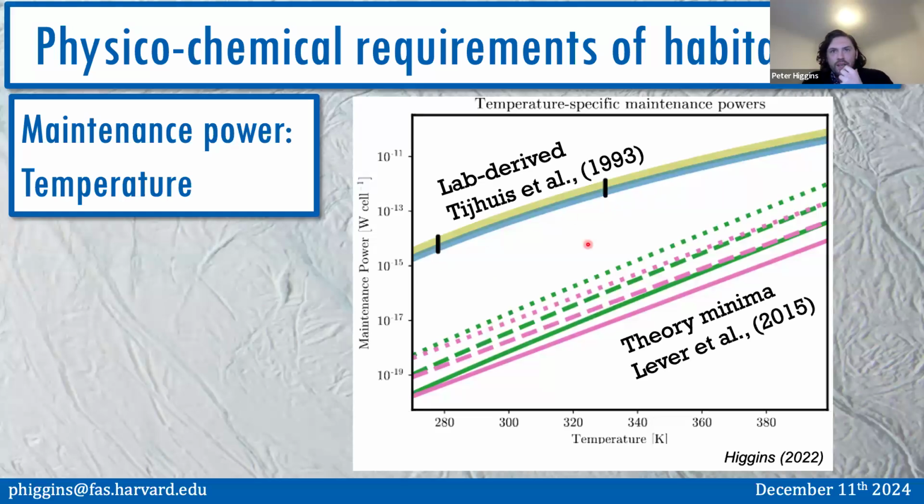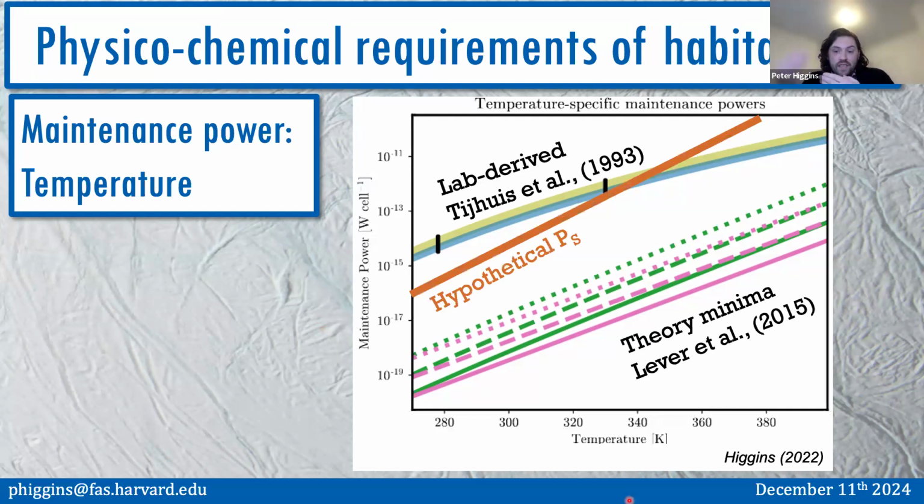But the baseline theoretical minimum estimates down here are 3 or 4 orders of magnitude lower than what has been derived in the laboratory. So realistically, the actual maintenance power for a typical species is going to be somewhere between these two values. Nonetheless, one thing that we can do to make a habitability assessment is to simply plot a power supply against the power demand on this figure. There we go. And see when one overtakes the other.